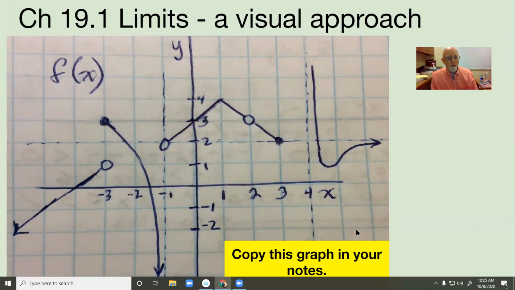Hi, folks. We thought we would put a video together going over all the different points of this particular graph. This is the idea of what is a limit visually? What does a limit look like? How can it be interpreted graphically?